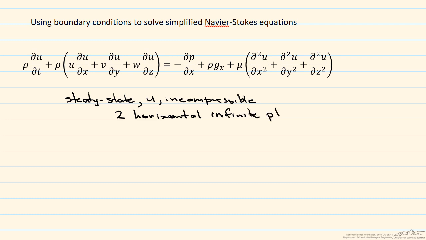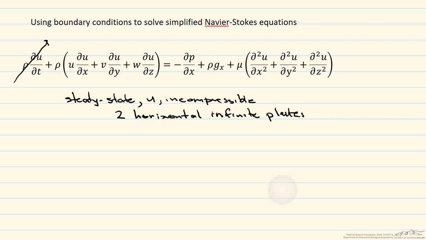And what we're going to do with this is take our x component of the Navier-Stokes equations and simplify it to terms that we can then integrate and set boundary conditions for. Okay, so let's go through these terms one by one. Since it's steady state, there's no change in velocity with respect to time.